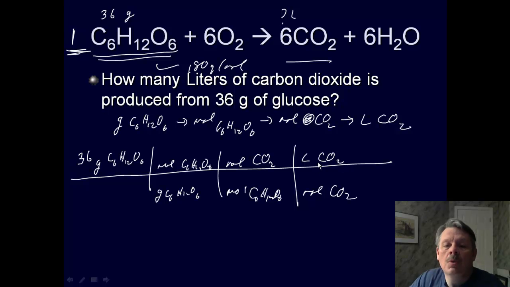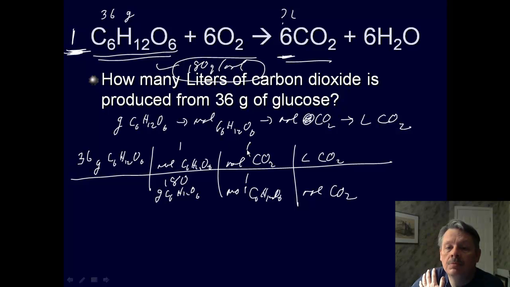Okay, so what ones can I do? Well, I know that 1 mole of glucose weighs 180 grams. And I can see that for every mole of glucose I produce 6 moles of carbon dioxide. And every mole of carbon dioxide, I get 22.4 liters. So if I take 36, divide by 180, multiply by 6, and then multiply by 22.4, I get 27 liters of CO2.